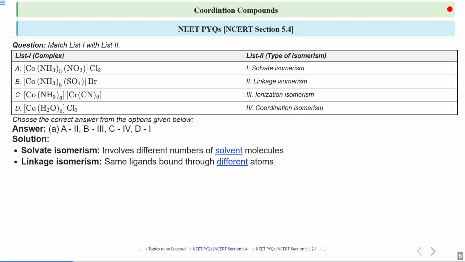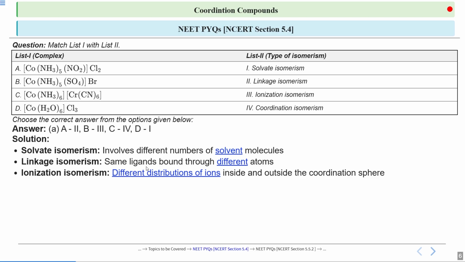The second type of isomerism given is linkage isomerism, in which the same ligands are bonding through different atoms. So there are ligands which are the same but they are bonding through different atoms within a coordination entity. That will show the isomerism, and this kind of isomerism is linkage isomerism.